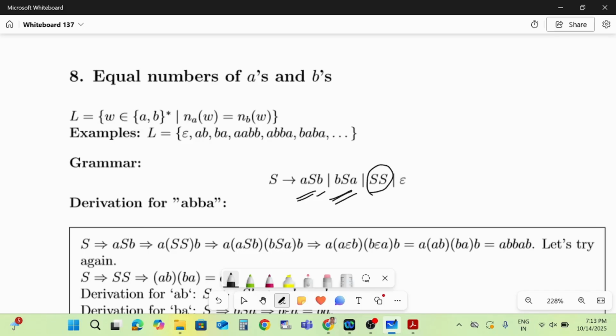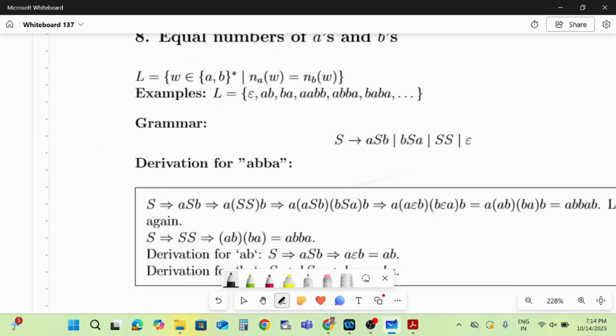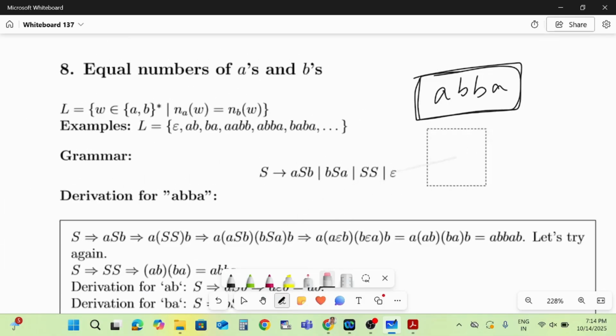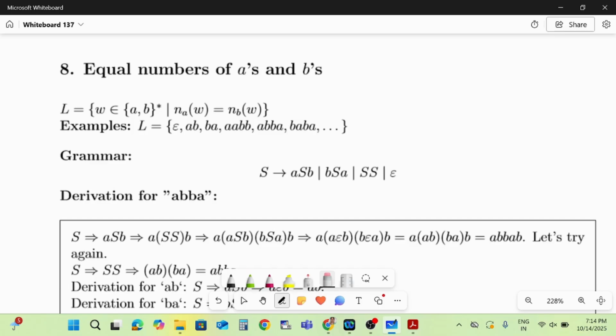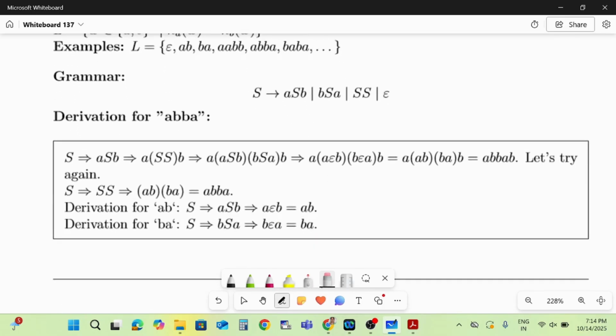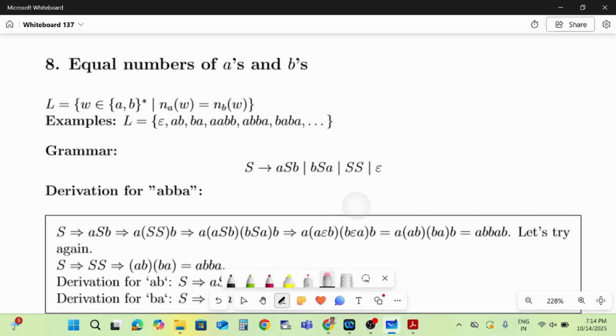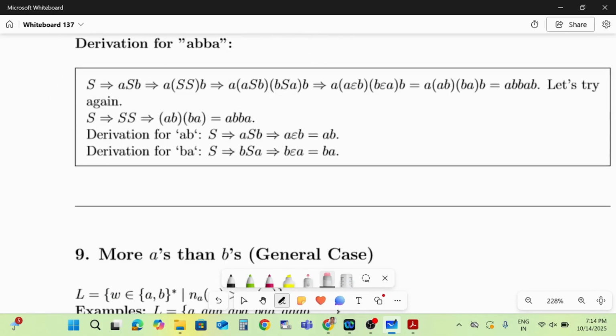Ma'am, why is this particular SS used? If you want to have a palindrome string like A, B, B, A, this kind of a pattern, having equal length of A's and B's only, at this particular moment you need to have SS, so that ASB and once again BSA, if you take, you will be able to get a palindrome as well. So SS is required. In order to have a palindrome string, you should have an SS pattern. So this is the equal number of A's and B's: ASB, BSA or SS or epsilon.